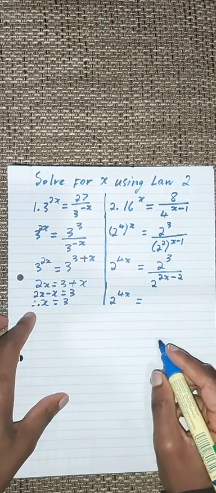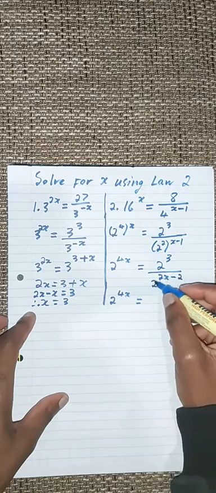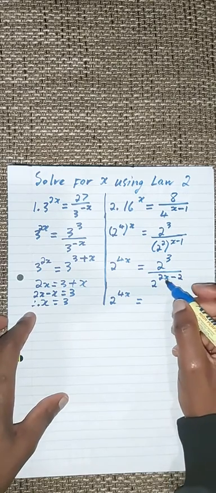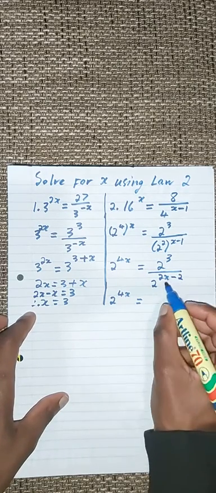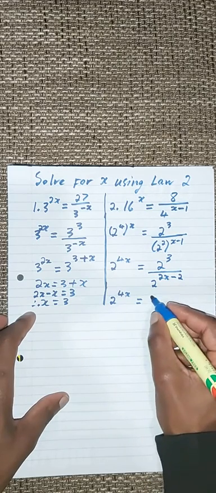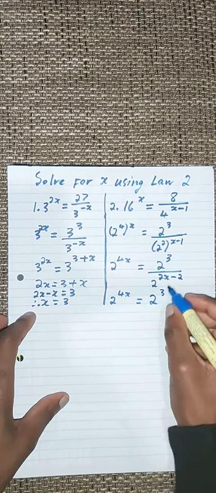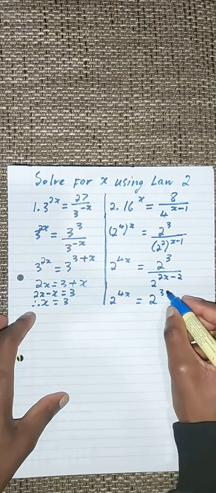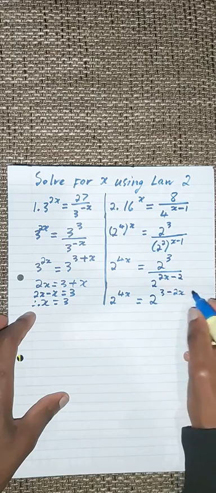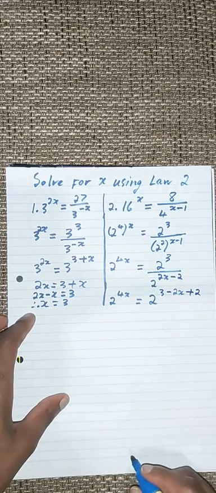On the right hand side, because I have two similar bases that are dividing each other, the exponents should subtract from one another. So the ones at the bottom will go to the top and change in their signs under the common base of 2. So I'll have 2 to the power of 3. This negative 2x will change into a positive 2x, and this 2 will change into a negative 2, right?